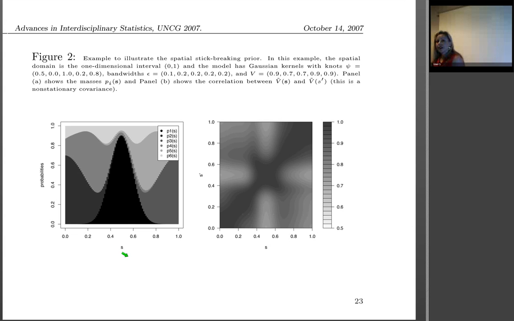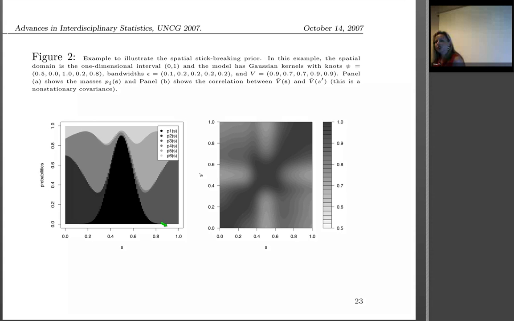The nodes here will be 0.5, and you see 0 and 1. So the first kernel will be centered here at 0.5. As a result, you can see that the first probability, which is the darkest one, would be the dominant one when you are at location 0.5. If you move close to 0, the dominant probability is going to be the 4th probability. If you move more to the edge, location 1, the dominant probability is going to be the 5th.